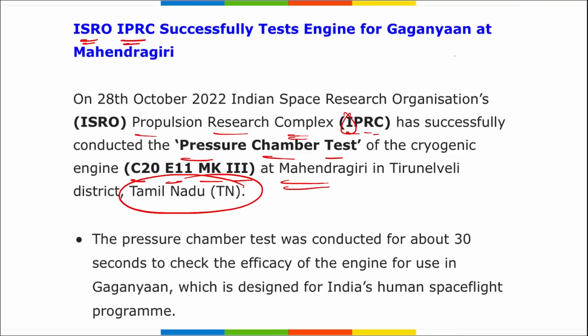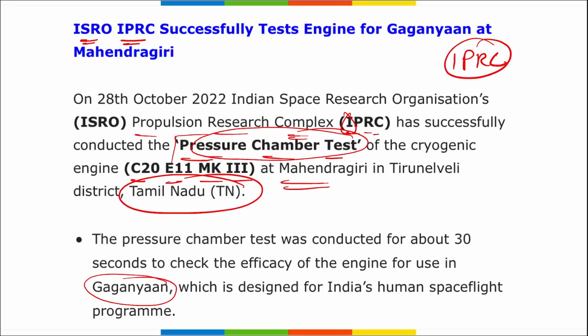And if ISRO is not given in the options, then you need to remember IPRC, that is ISRO Propulsion Research Complex. This is the organization that recently successfully tested the pressure chamber test for the cryogenic engine in Tamil Nadu. Why are we testing this cryogenic engine? Because now we will be sending a manned mission to space, the first manned mission of ISRO, and its name is Gaganyaan.